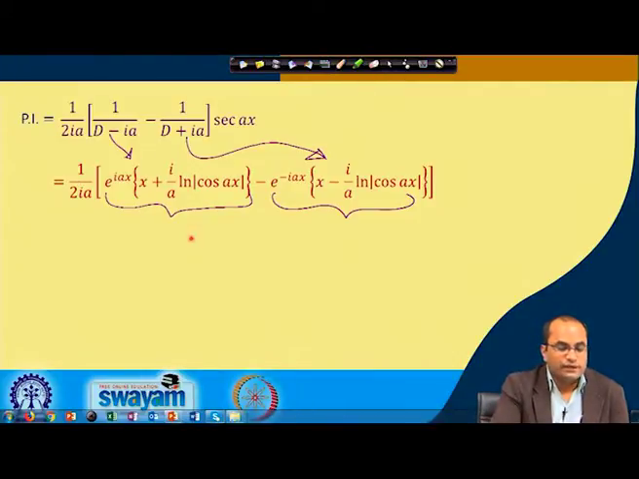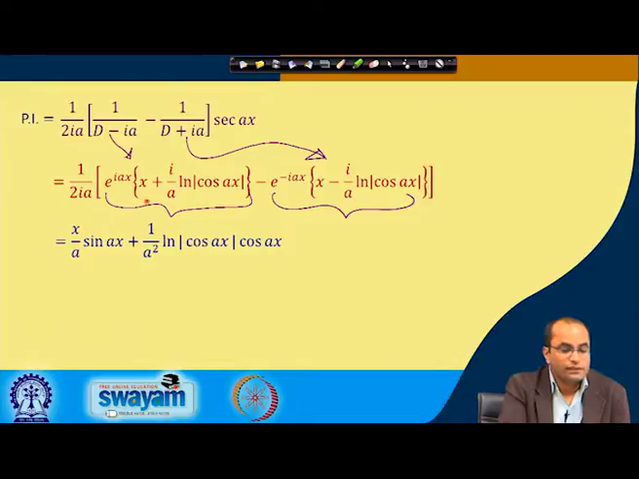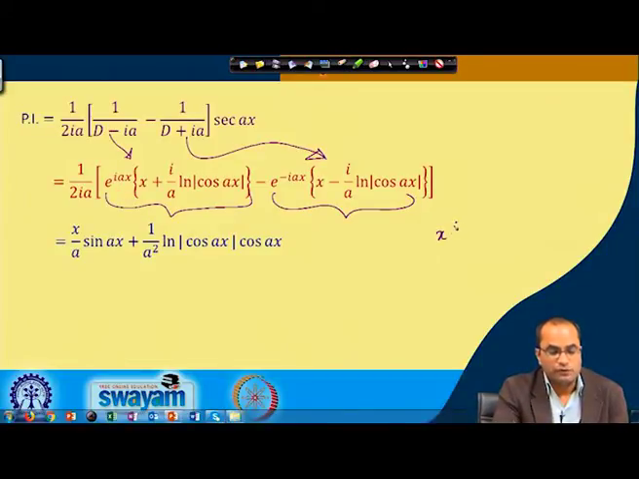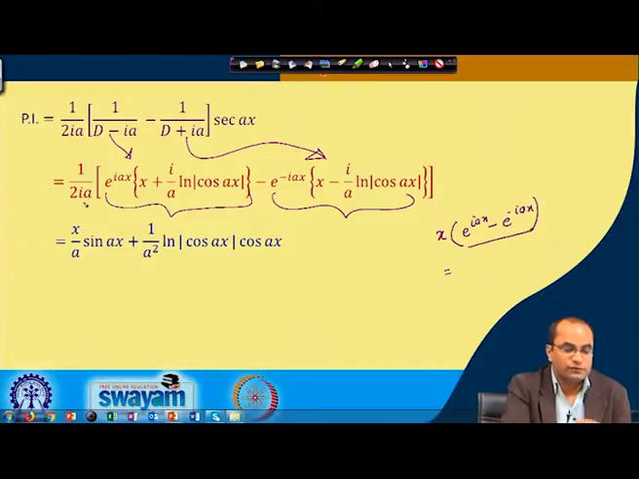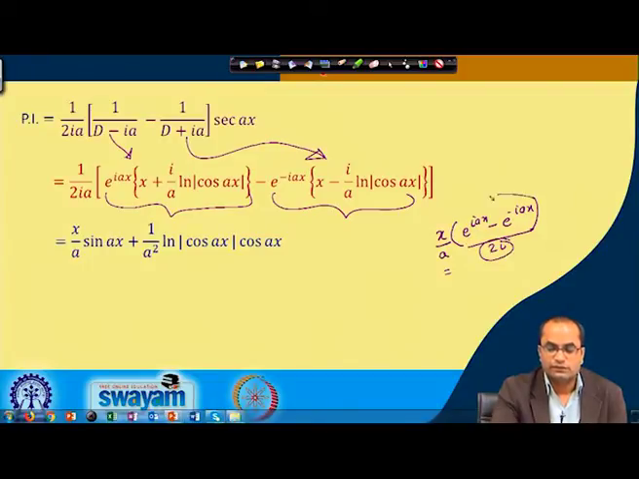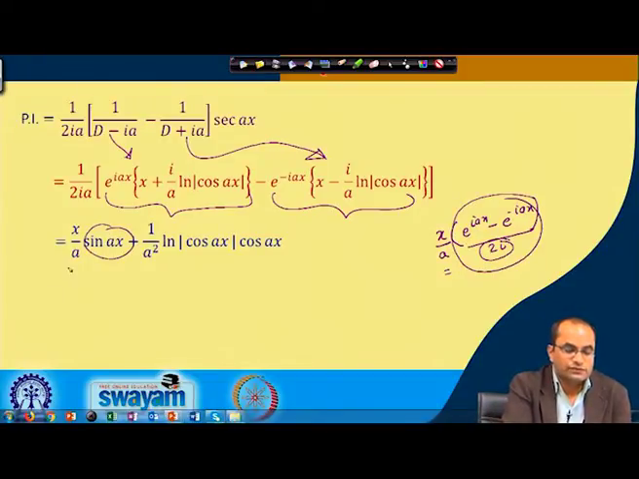Now, we can just simplify this. This will be the x here, also x here. So, e power iax minus e power minus iax divided by 2i will give sin ax, and then we have x over a here. So, in this first term, x is common, and then e power iax, and then e power minus iax, and when we divide by the 2i that was there already, this will give the sin ax term with x over a.